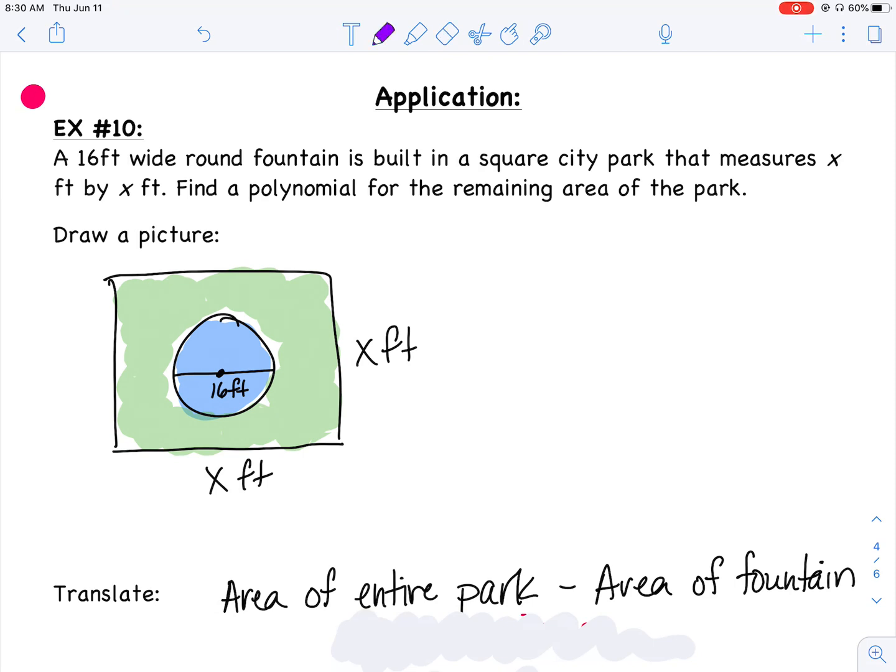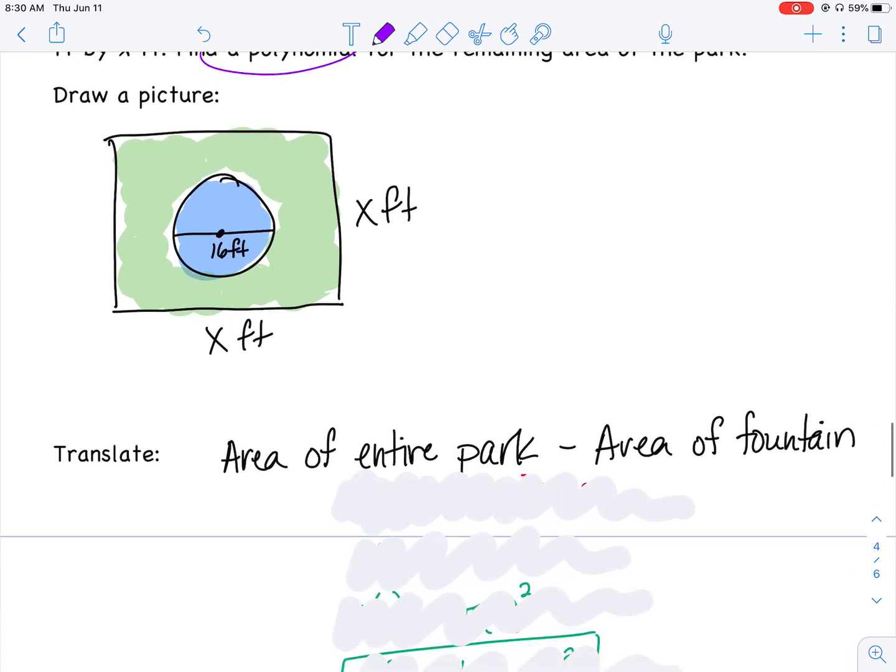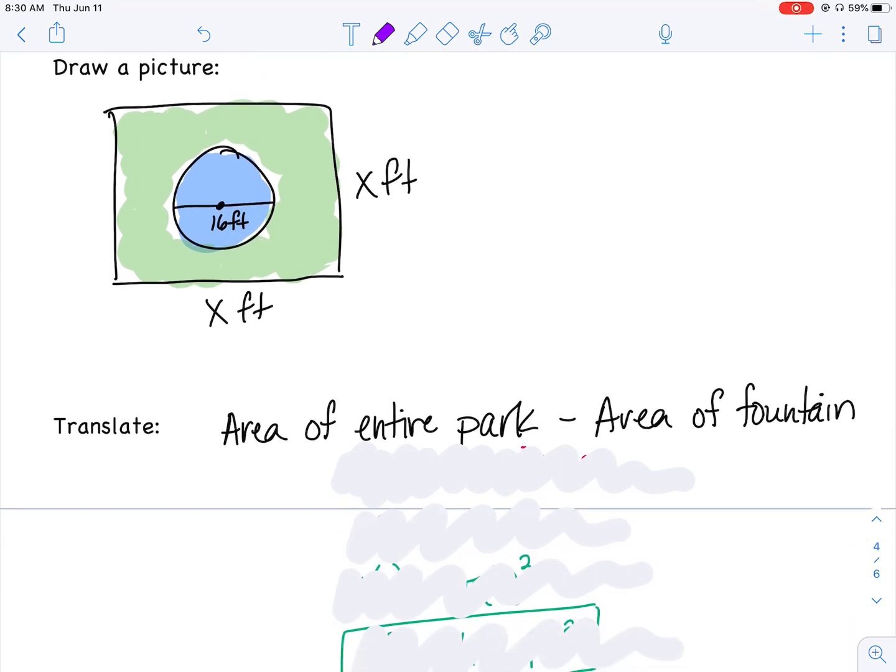It's asking us to find a polynomial that represents the remaining area of the park. So what we really want to do is figure out the area of the whole entire park, the square, and subtract out the area of that fountain so that we can find the rest of the area of the park. So if you were going to put grass down, right? Translating it, we have the area of the whole entire park minus the area of the fountain.